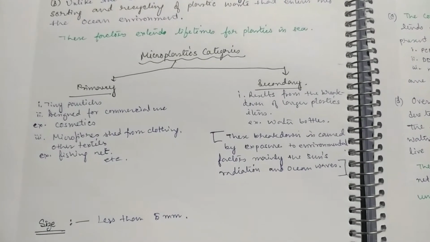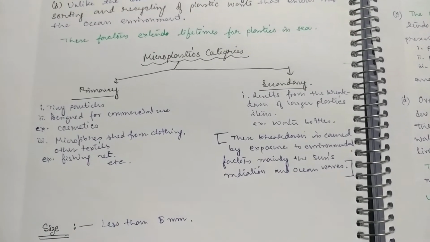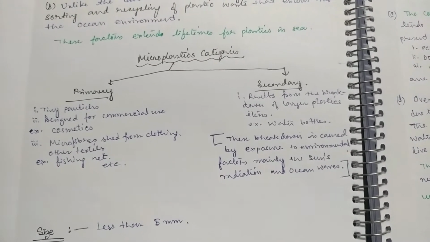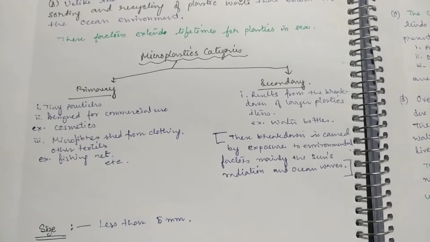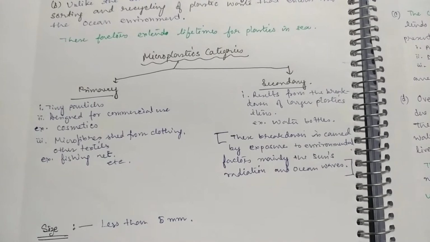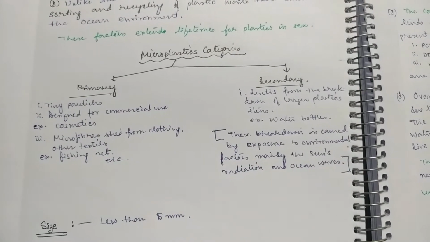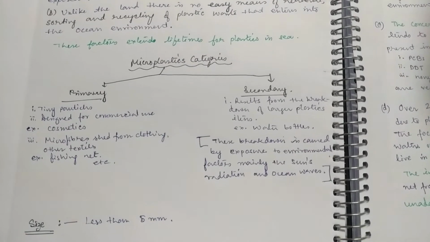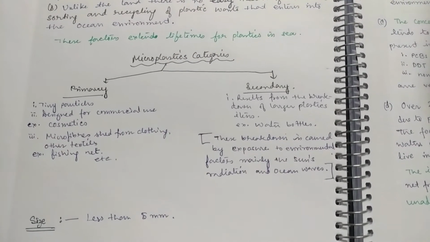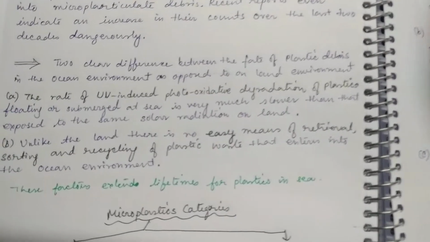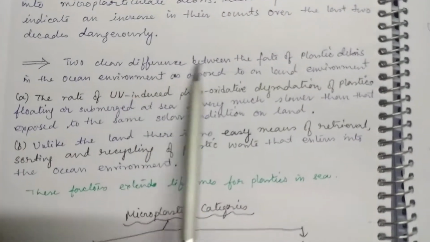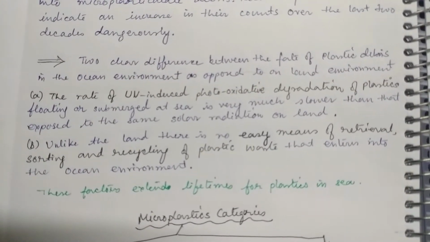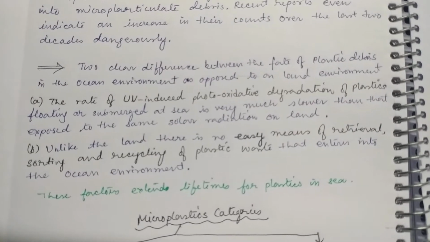And we need to know one more thing, why it is a threat, because it gets extra lifetime in our ocean environment than on land. So our ocean environment is more vulnerable to microplastics, which is a threat to our planet indirectly, more precisely. So where is the cause? There are two clear differences between the fate of plastic debris in the ocean environment as opposed to the land environment.